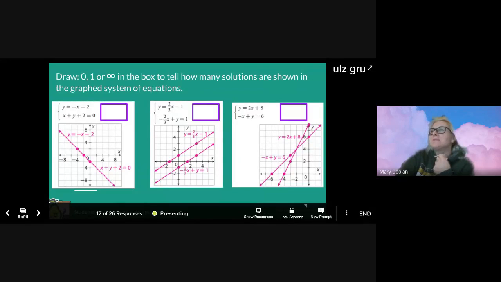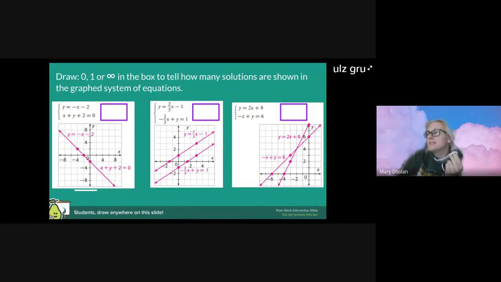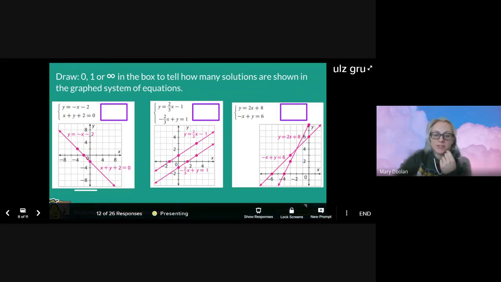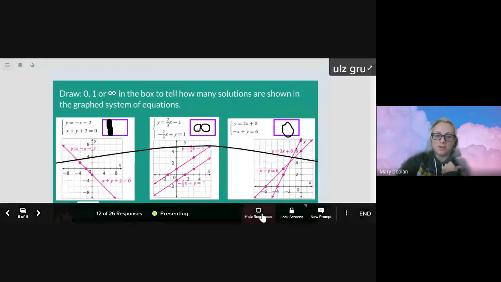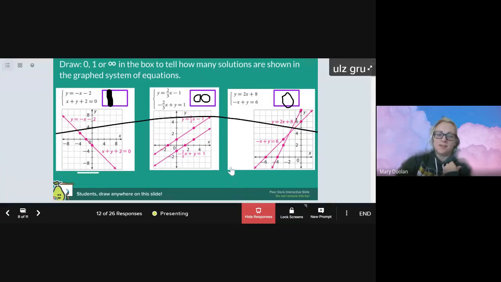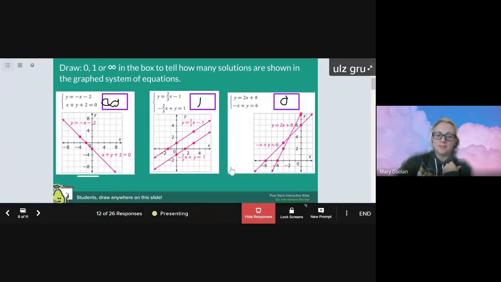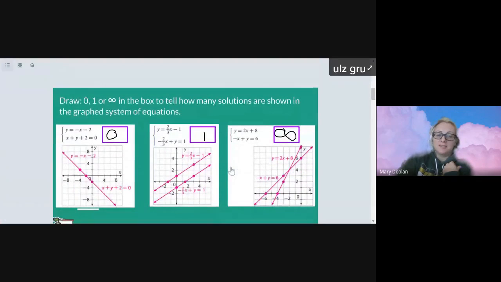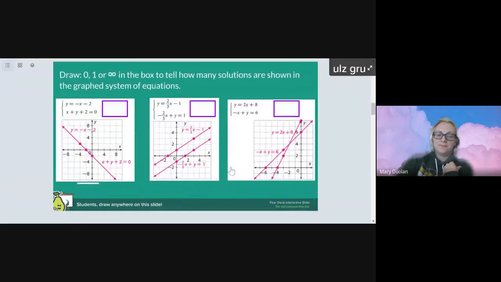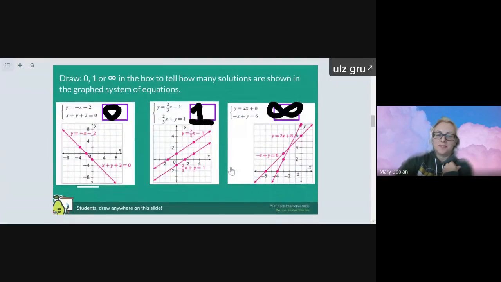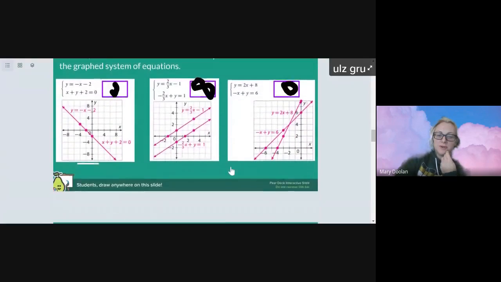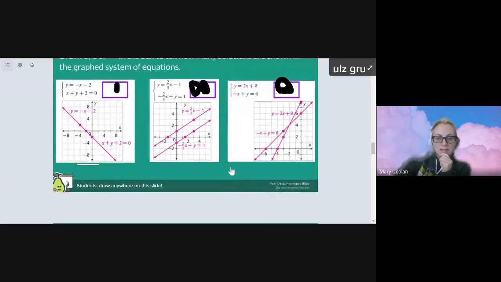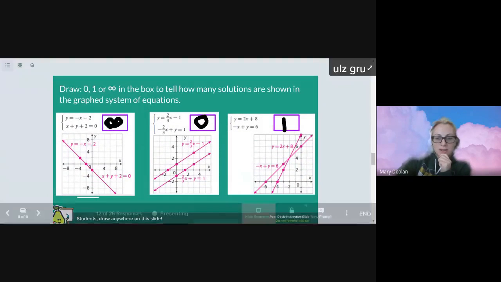Time is up. Please tab back to our Google Meet tab, and I'm going to share some of your responses and see how we did on this one. You had to identify the number of solutions shown in each graphed picture. That one is incorrect. That one is incorrect. Nope. Nope. Nope. Nope.